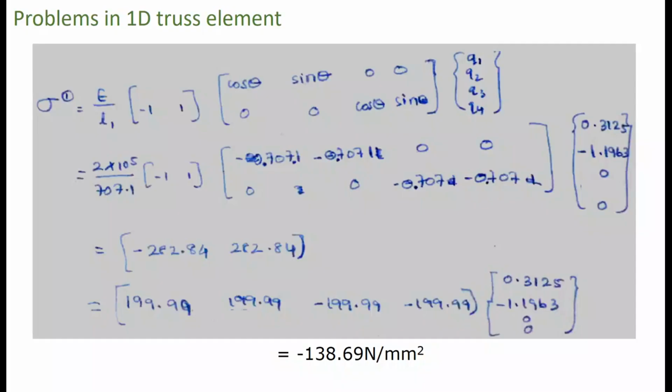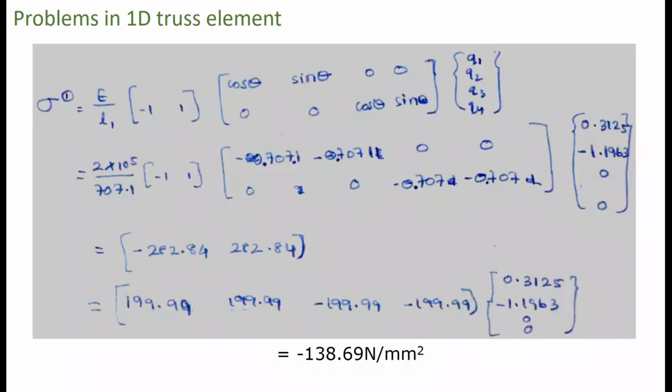Young's modulus is 2 into 10 to the power 5, divided by 707.1, the length of element 1, times [minus 1, 1]. The cos theta will be minus 0.707 and sin theta minus 0.707, then 0, 0, and minus 0.707, minus 0.707. The displacement at node 1 is 0.3125 and minus 1.196, and for node 2 it is 0, 0.